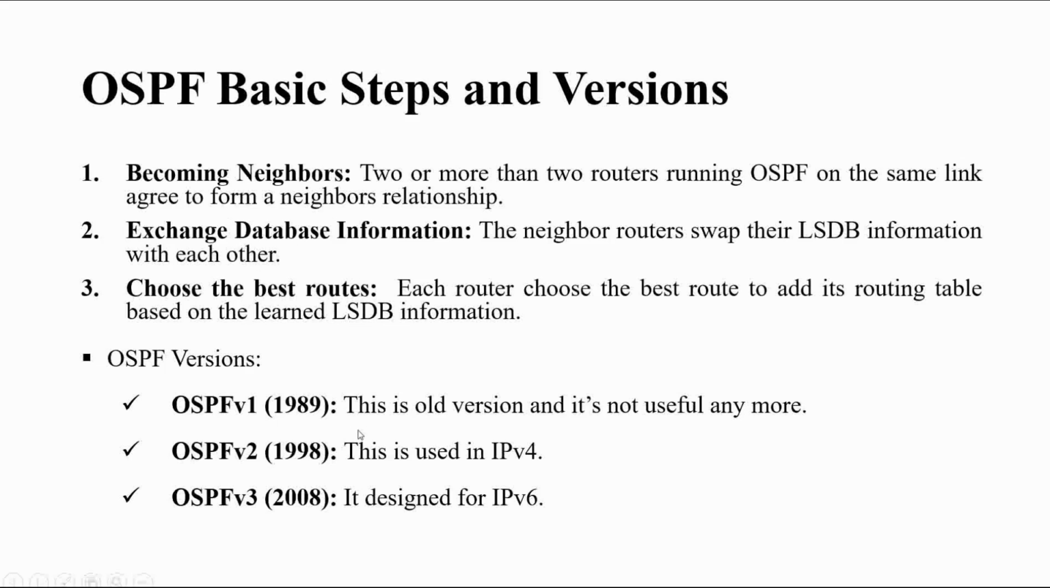Another topic is OSPF versions. There are three common versions. The first one is OSPF version 1. It was developed in 1989, so this is the old version and it is not useful anymore because it is an older version. The second one is OSPF v2, or version 2, developed in 1998. This is used in the IPv4 version, which means it is the one we currently use.